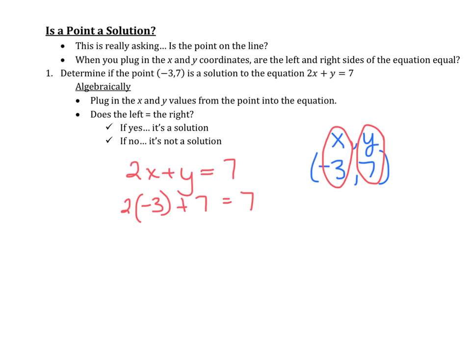And now we're just going to evaluate the left-hand side. So if I were to type the left-hand side into my calculator, or do it in my head, 2 times -3 is -6, plus 7 is 1. Does 1 equal 7? And hopefully you're all going to tell me, no, it does not equal 7. And therefore I would say that this is not a solution. Okay, it's that easy. All right, let's move on to the next ones.